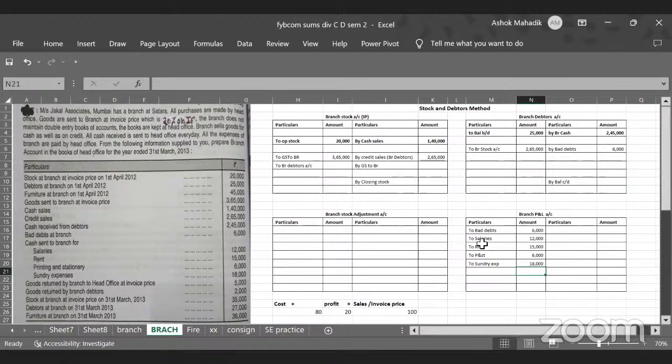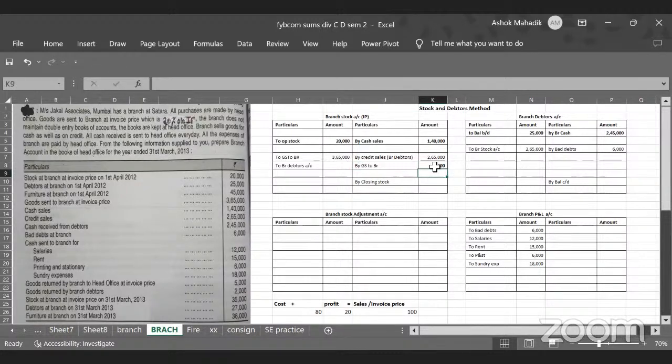Okay. That's it. Next, goods returned by branch to head office. See, when we received goods, we recorded on the debit side, goods coming in. So when we return it, it will be on the credit side. So you can write by goods sent to branch. How much goods we are returning? Goods returned by branch to HO 5,000. Again, this value is at invoice price. 5,000. Okay.